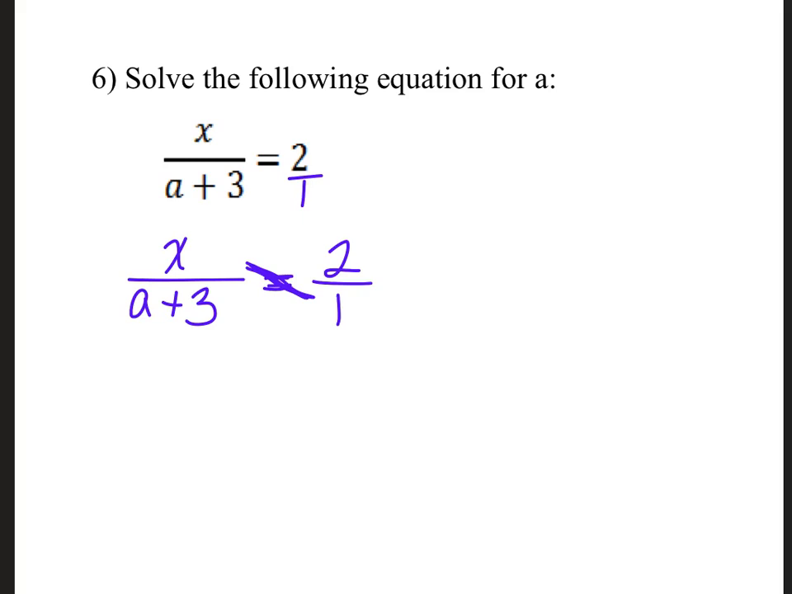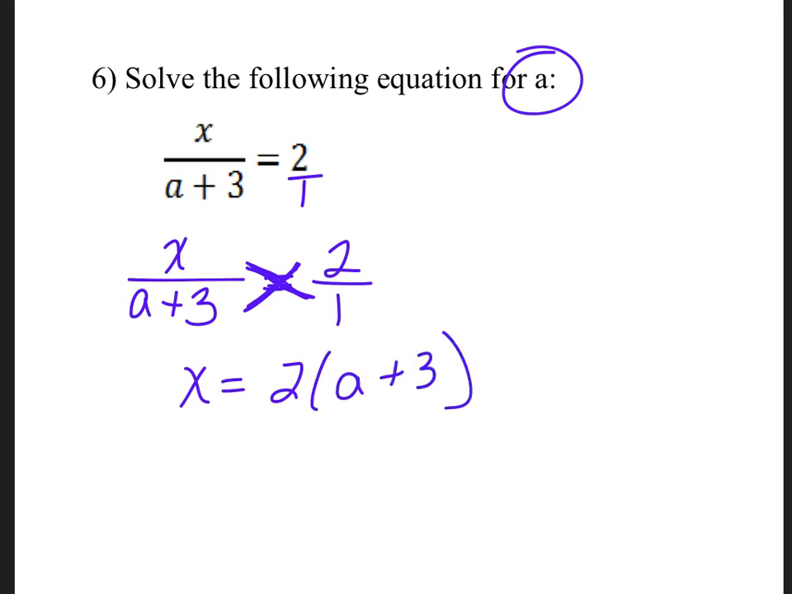Multiply these two together. Oh, again, I'm solving for a. Sorry, should have noticed that first. And then 2 times the bottom. Okay, I'm solving for a, but there's a lot of stuff surrounding a. So let's multiply in first. X equals 2a plus 6.